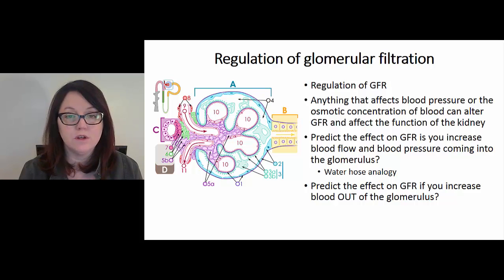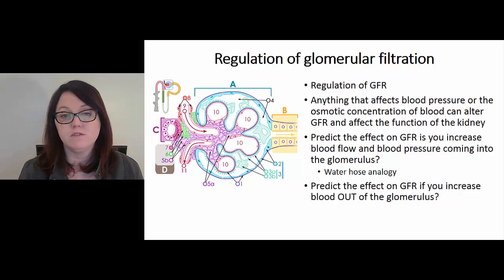So now we're going to take a closer look at how we regulate glomerular filtration rate, because regulating glomerular filtration rate is one of the main ways that we're going to regulate what's happening in the kidneys. So anything that affects blood pressure or the osmotic concentration of blood can potentially alter glomerular filtration rate and affect your kidney function. So see if you can predict the effect on GFR if you increase blood flow and water pressure coming into the glomerulus. Right? Would you make more filtrate or less filtrate? If you said more filtrate, you're correct.